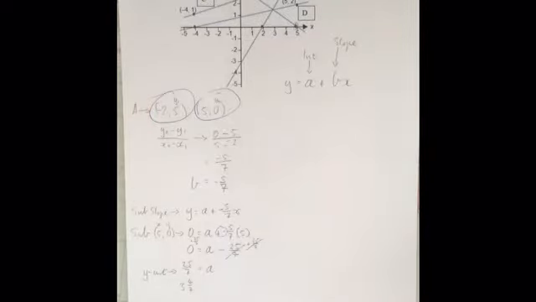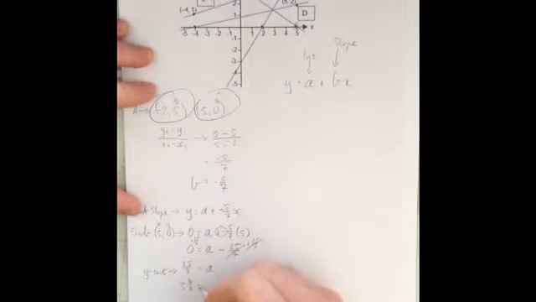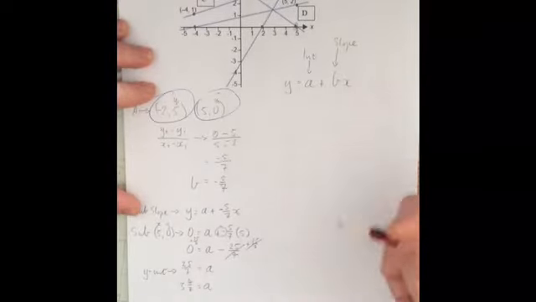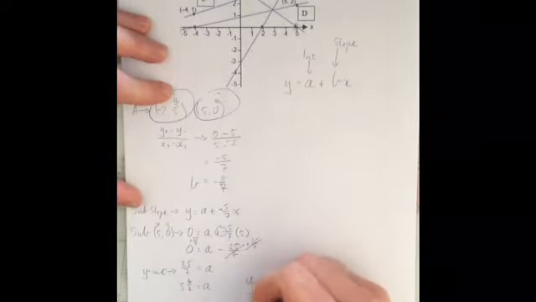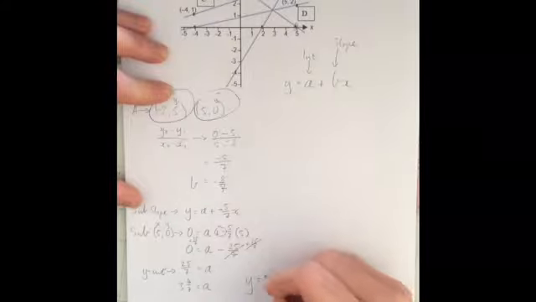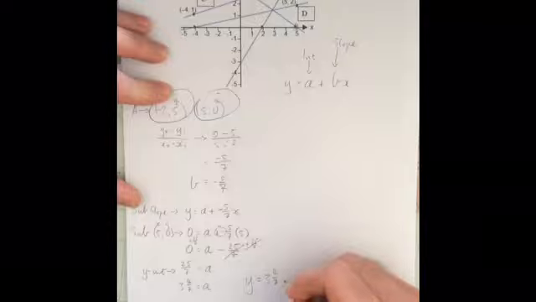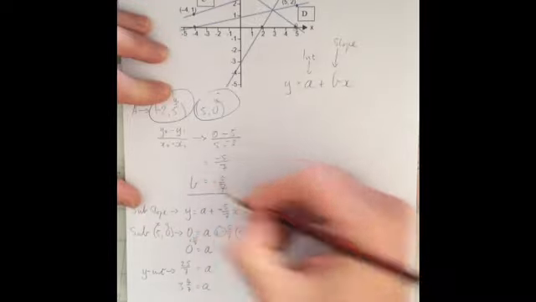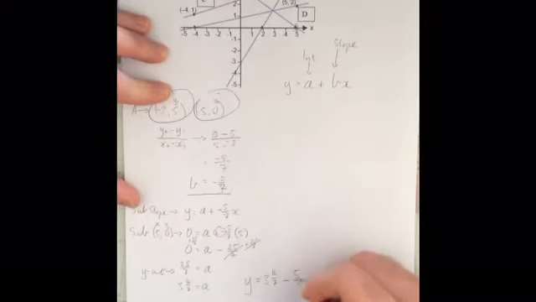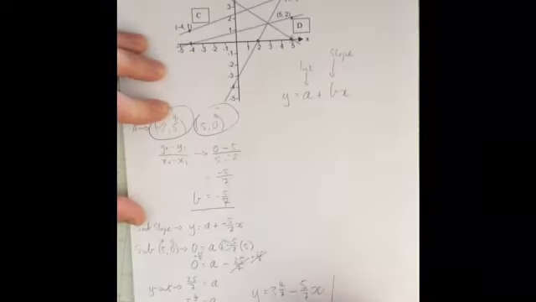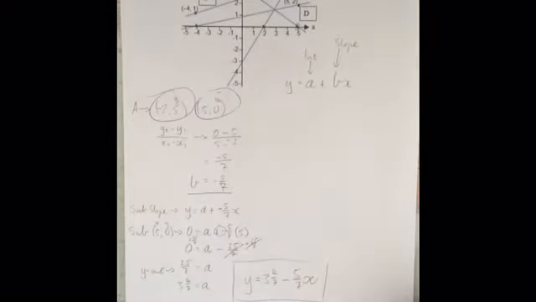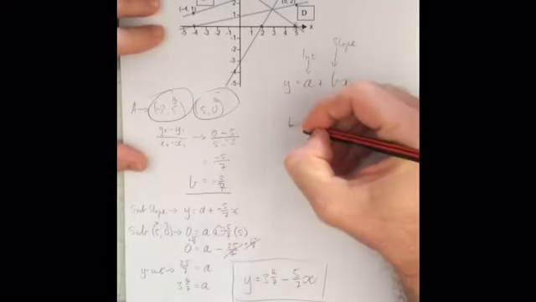Now for our equation, we just substitute in our A values and our B values. Okay, so the equation is going to become y equals 3 4/7 minus, because B was a negative value, minus 5 over 7x. Okay. And that's the equation.